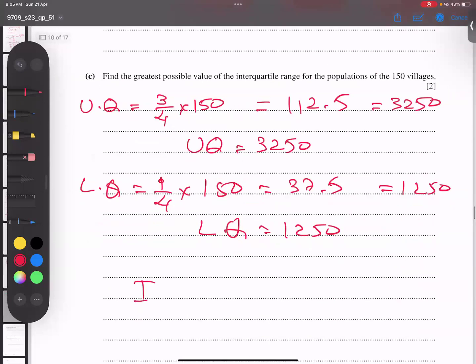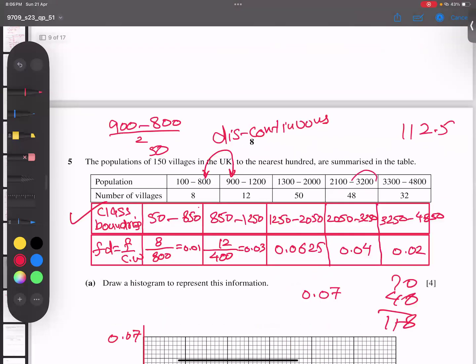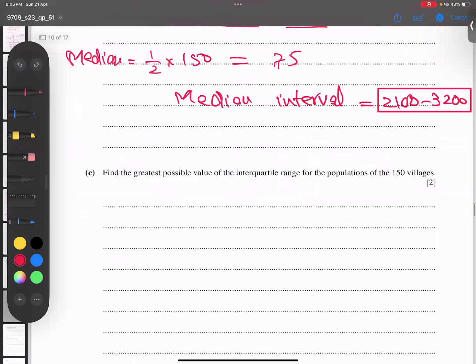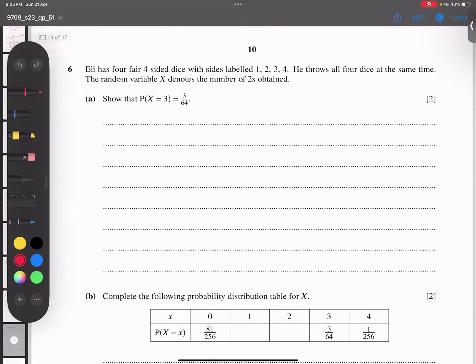And what is the interquartile range? Students, subtract them. 3250 minus 1250. If I subtract them, I get what? 2000. Yes, 2000 is my answer. And let me check. In this number, if I add 50, yes, it is correct, 3250. Correct. So let's go, students, to the next part. Next question. We are going to start now.